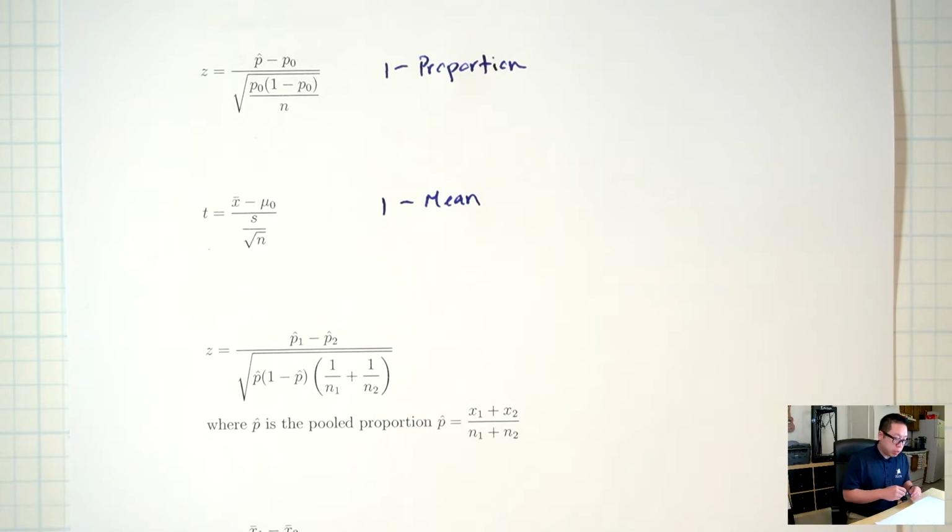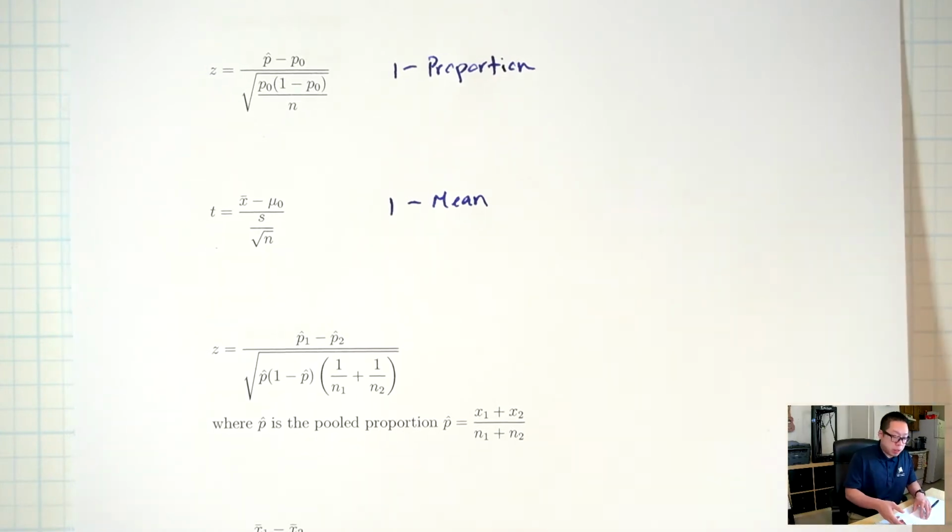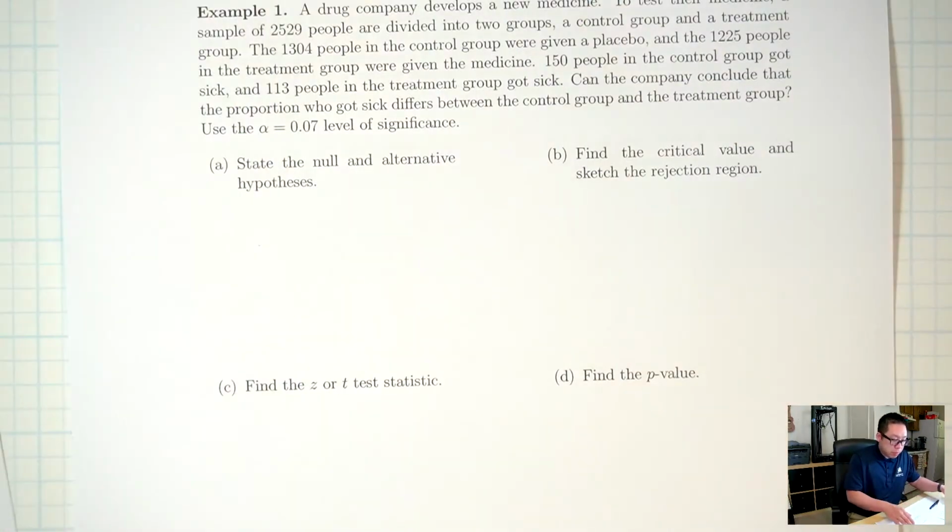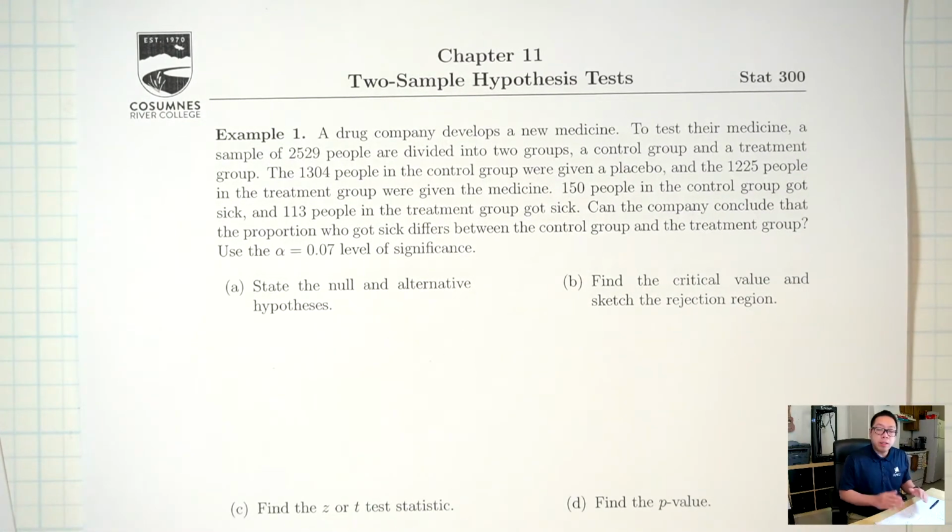So these are situations like example 1. So let's jump over to example 1. In this situation, we have a drug company that has a new medicine and they want to test out their medicine and see if it works. So typically what happens is they'll take two groups or two samples. One group they'll give the medicine to, and then the other group they'll give a placebo or a fake medicine to. And then they'll ask the question, are these two groups different? In other words, did the medicine do anything? That's a typical two sample hypothesis test.